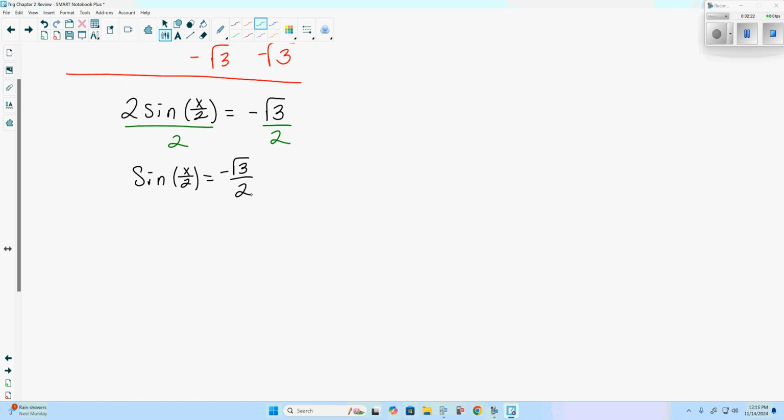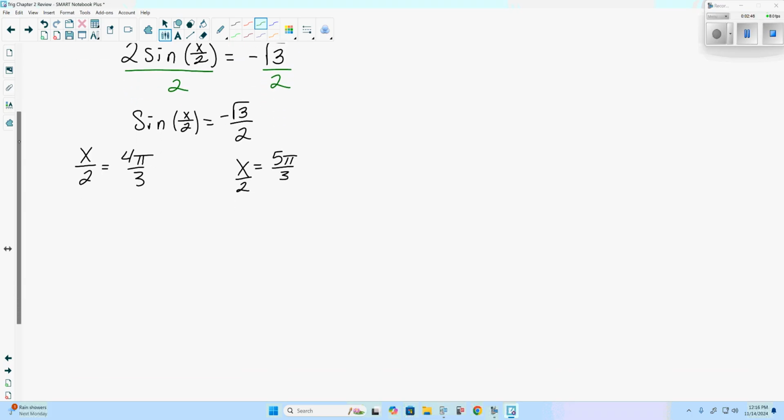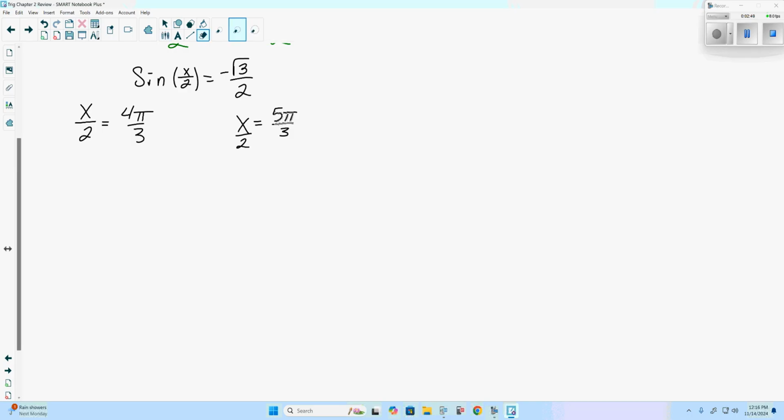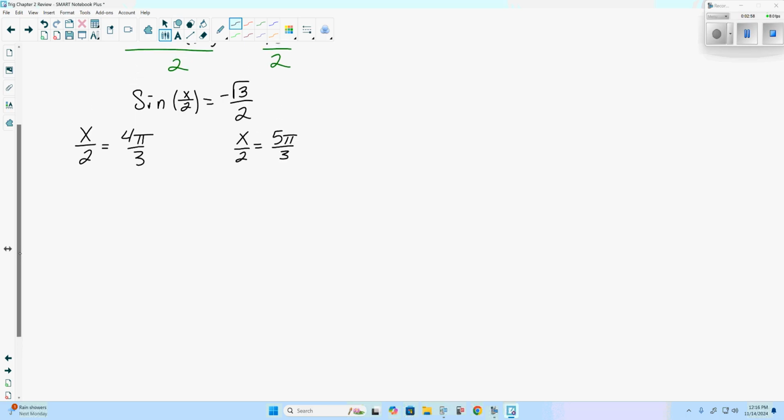At this point, we can say that x over 2 will look on the unit circle at the y values to see where sine is negative square root 3 over 2, which would be 4 pi over 3 and 5 pi over 3. And that should be x over 2. Yeah, I'm going to rewrite that. Questions on this here? Okay.